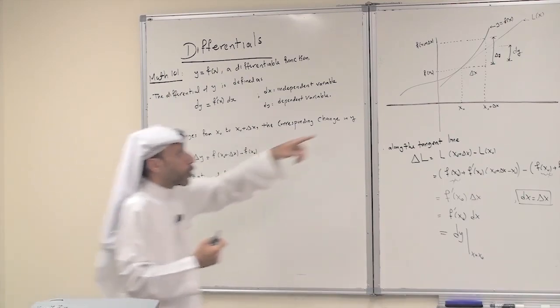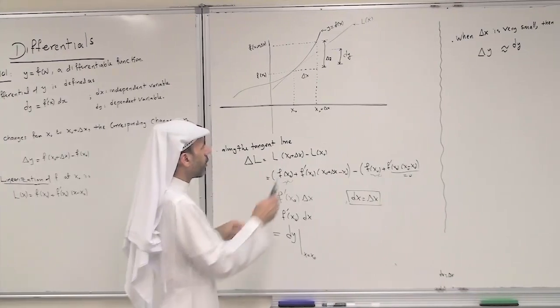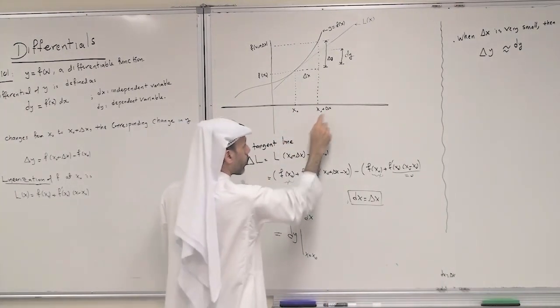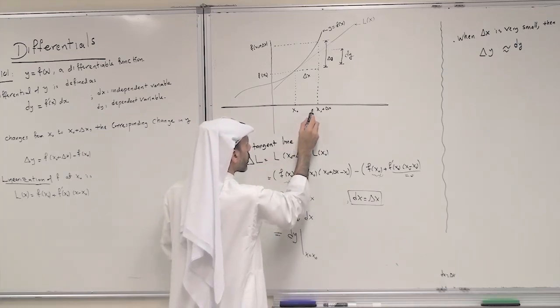One observation from the graph here, notice what happens if delta x is very small, that is, x0 plus delta x is very close to x0.